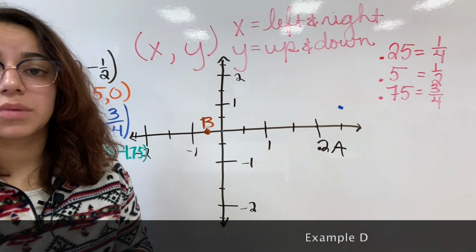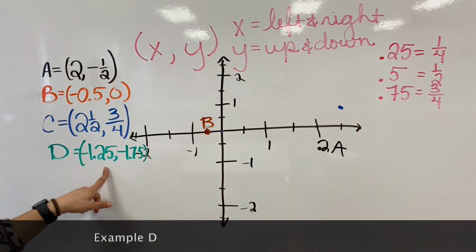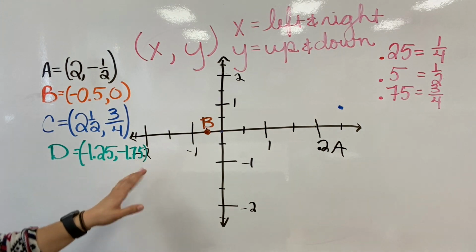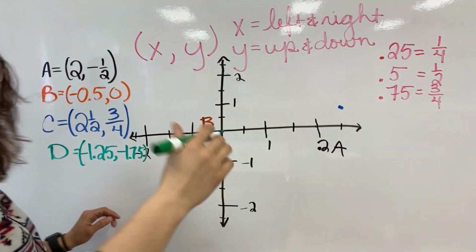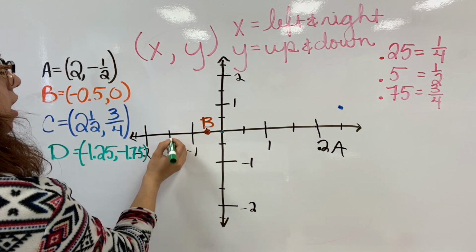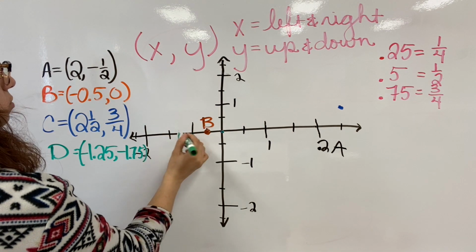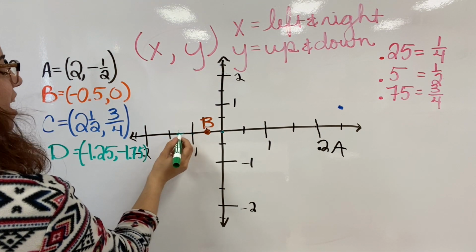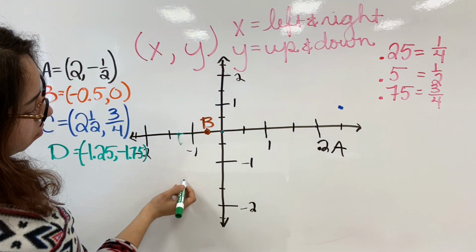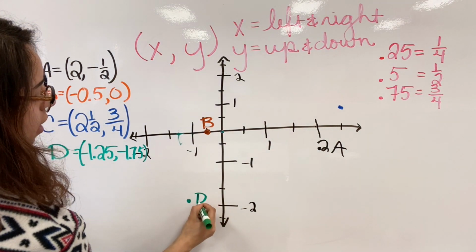And D. My numbers ran into themselves, but we're just gonna roll with it. D says negative 1.25, which is the same thing as negative 1 and 1/4, and then negative 1.75, which is the same thing as negative 1 and 3/4. We're gonna start right here at 0, 0. We're gonna find negative 1, and 1/4 is not quite half, so we're gonna do it right here. Ooh. Sorry, I messed up. We're gonna do it right here, and then we're gonna go negative 1 and 0.75. So we're past the half, close to the 2. So it's right about there. And that's your point D.